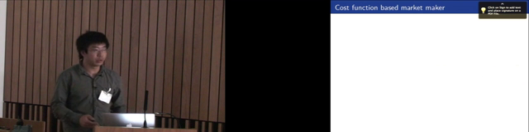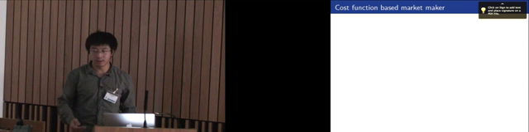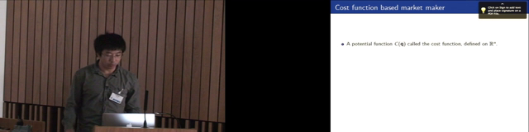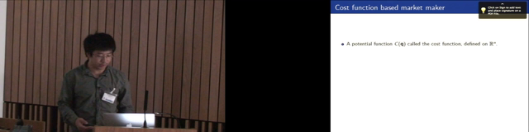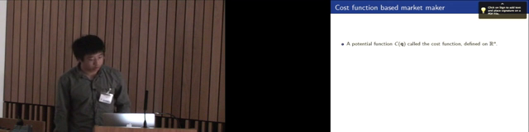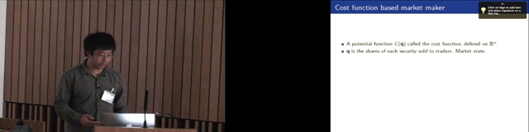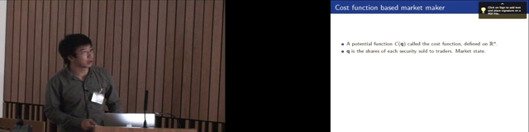It can be shown that when the market satisfies a certain condition called path independence, then it can be solely determined by a cost function. So we will focus on cost function-based market makers. A cost function is a potential function C defined on R to the n. The argument of this function is the number of shares of each security sold to the traders, and I refer to it as the market state.